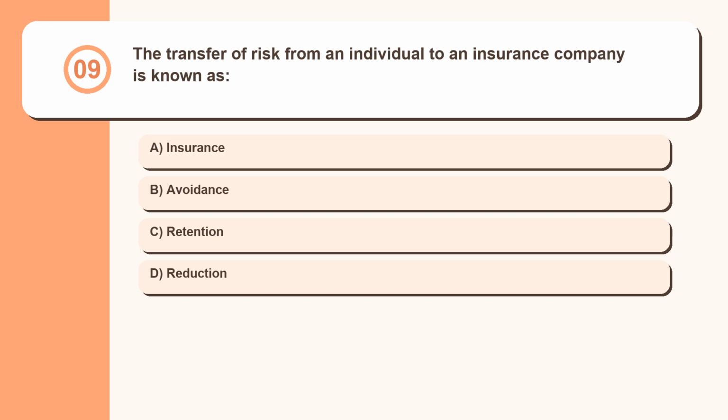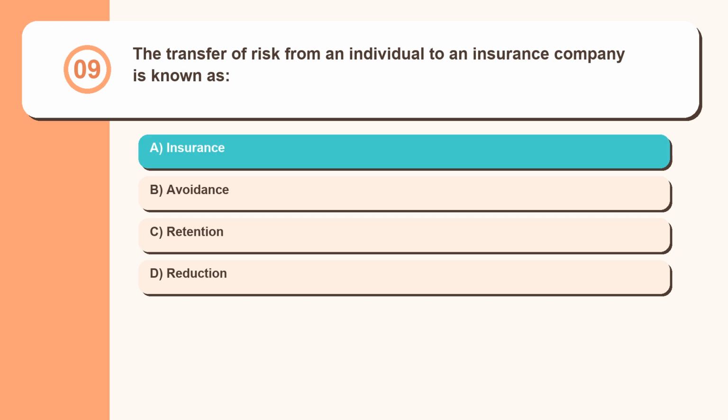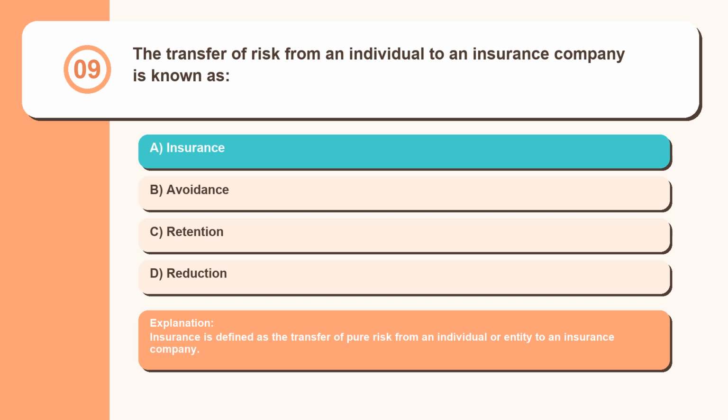Question 9. The transfer of risk from an individual to an insurance company is known as insurance, avoidance, retention, reduction. Insurance is defined as the transfer of pure risk from an individual or entity to an insurance company.